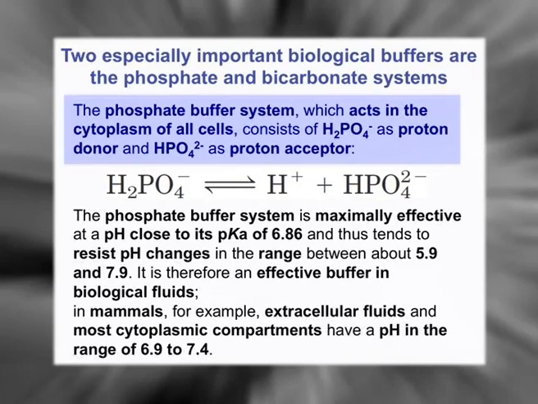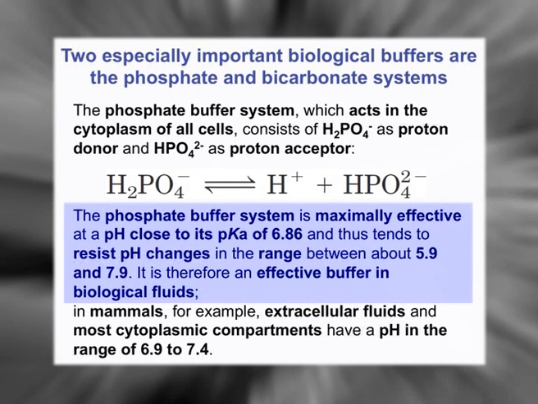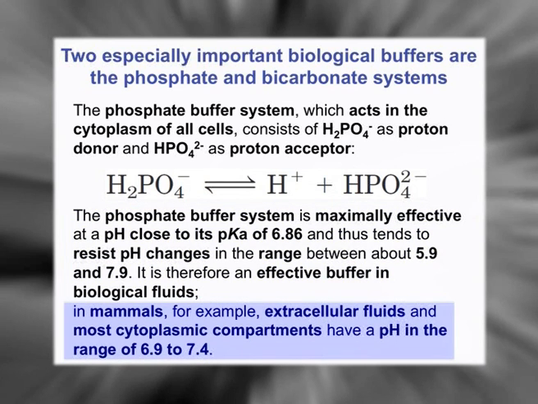There are two very important buffer systems that exist in different organisms. That is the phosphate buffer system and the bicarbonate buffer system. In the phosphate buffer system, which usually acts in the cytosol as well as in the extracellular fluid, H2PO4 minus acts as the proton donor and HPO4 2 minus acts as the proton acceptor. The pKa of H2PO4 minus is 6.86. Consequently, it's a good buffer between the range of pH 5.9 and 7.9. Now, say in mammals, for example, the extracellular fluids and the cytosol as well as different cytosolic compartments have a pH within the range 6.9 to 7.4, which lies well within the buffering capacity of the phosphate buffer system.